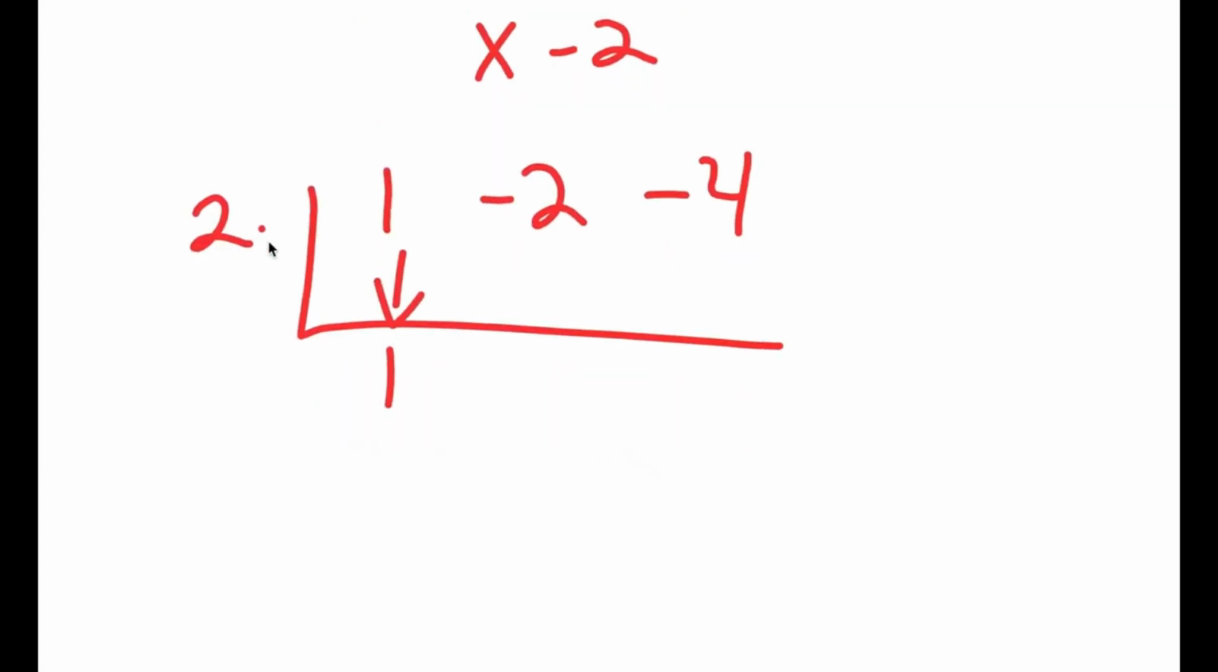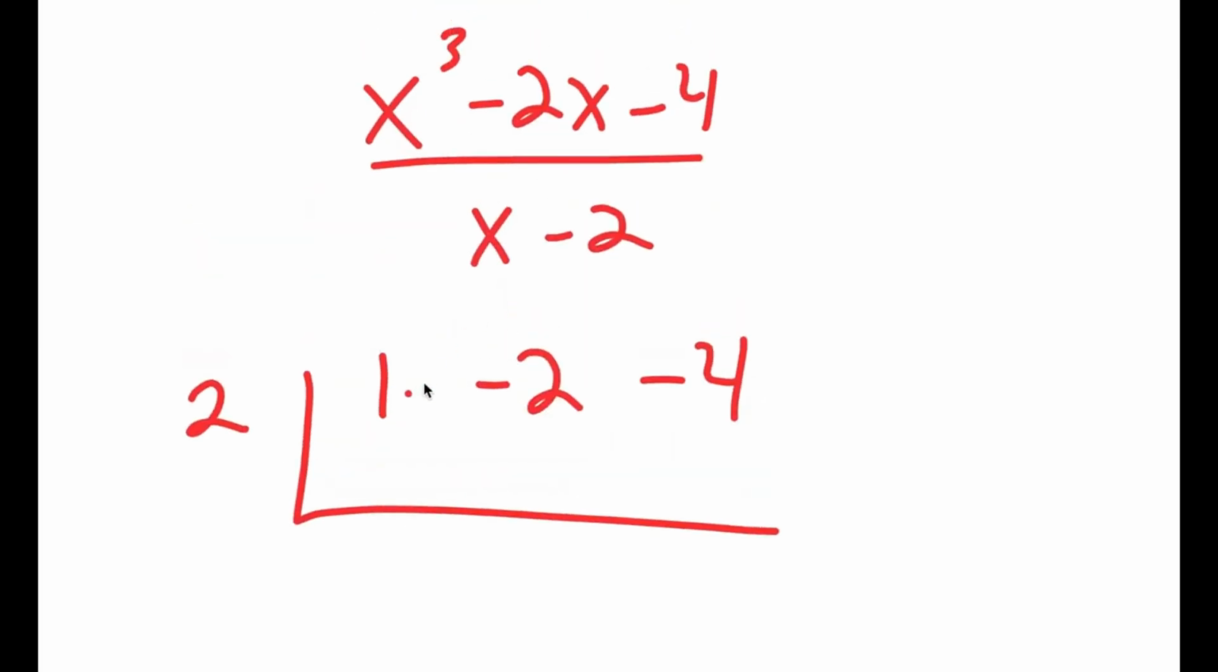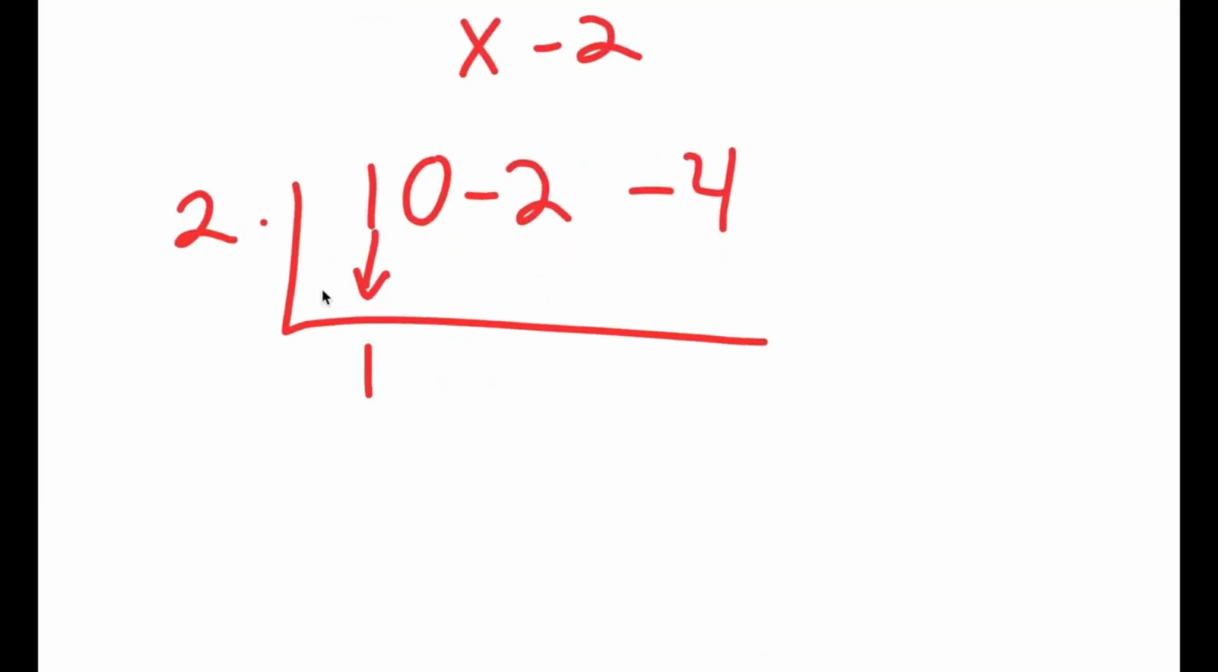I'm going to bring down 1. 2 times 1 is 2, -2 plus 2 is 0, 2 times 0... oh, sorry, I actually did something wrong. We should have a 0 in here because, remember, we have no power of 2. So because there's no power of 2 here, we just put a 0. Now, if we bring down 1, we get 2 times 1, which is 2. 0 plus 2 is 2. 2 times 2 is 4. -2 plus 4 is 2. And 2 times 2 is 4. -4 plus 4 is 0.